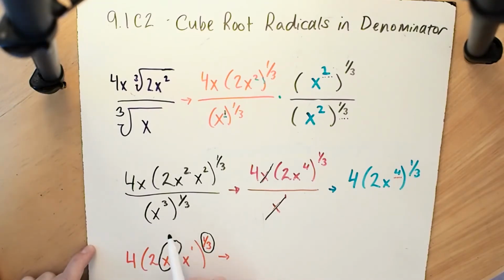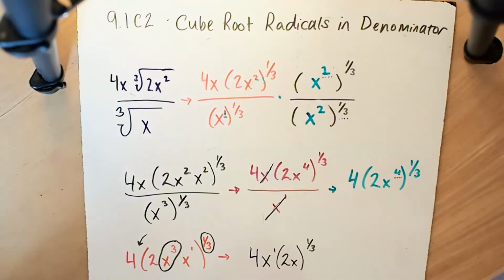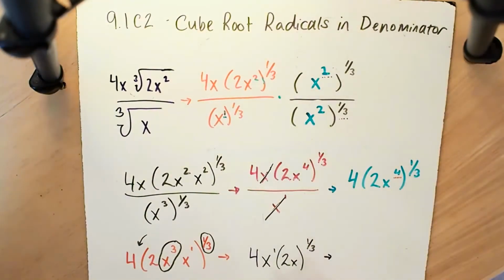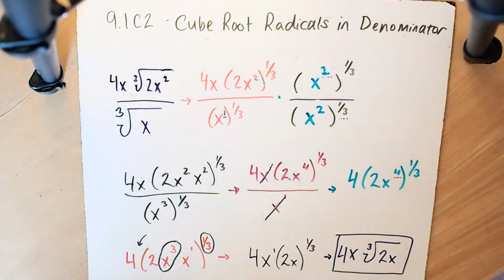When I do that, we just kind of go, oh, it's going to actually simplify. X to the 3 divided by 3 is 1, and we get 4x on the outside of the radical times 2x to the 1/3. The last thing I can do when I'm finished up is simply write it again, but as a radical. So 4x all to the cube root radical of 2x. And then it's fully simplified.